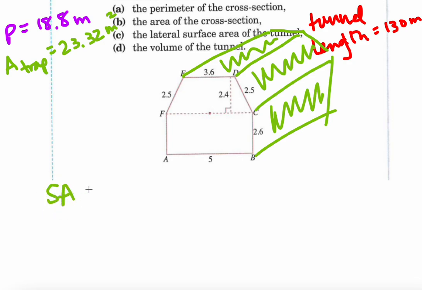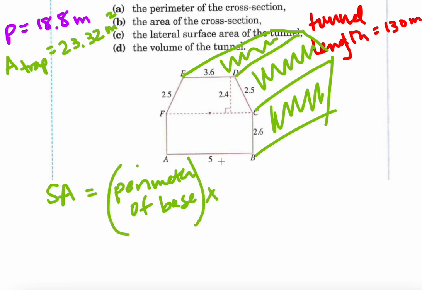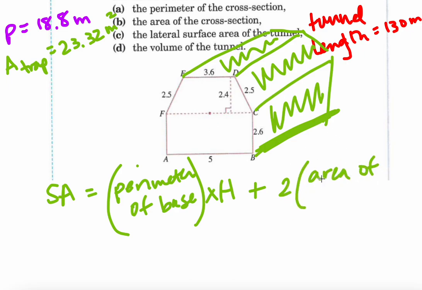So the surface area formula is perimeter of the base. Good thing I have that up there so that I don't have to do that later, times the height, big H, of the entire prism, this one right here, plus 2 times the area of each of those bases, which is the trapezoids. We have that as well, but again, we don't care about this area. They just wanted the lateral surface area, so just the rectangles.